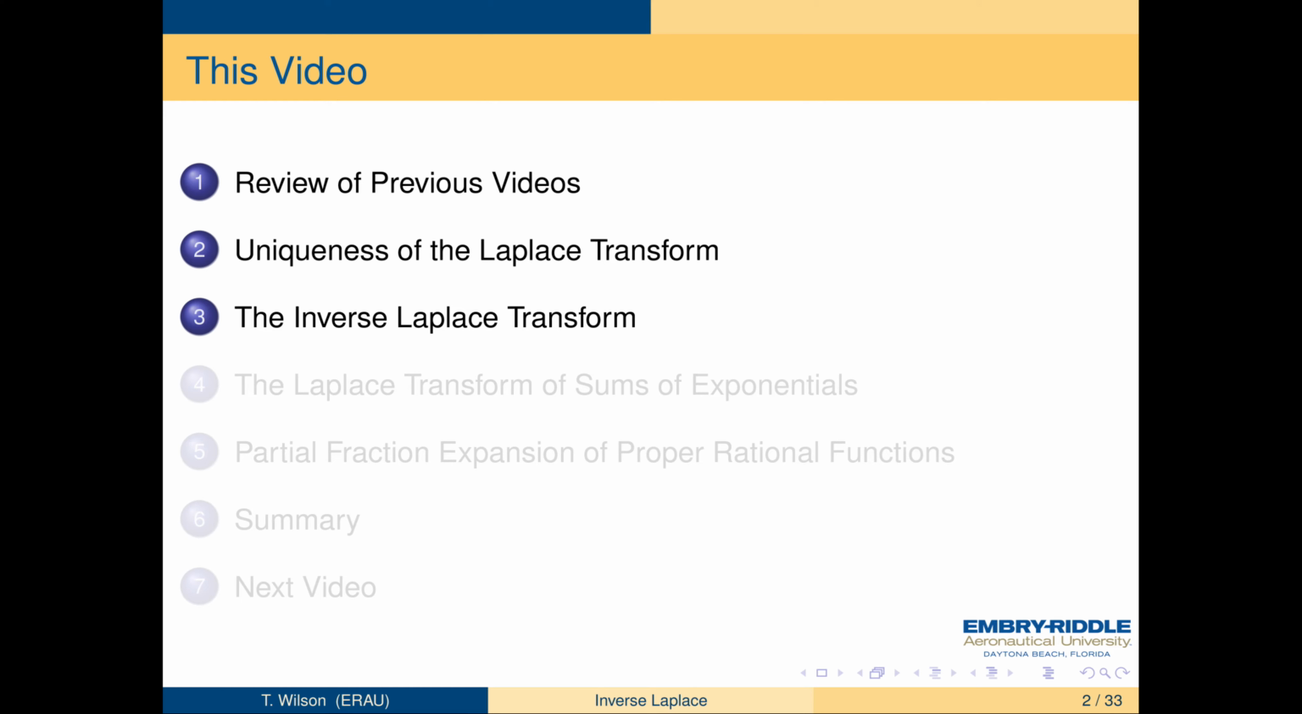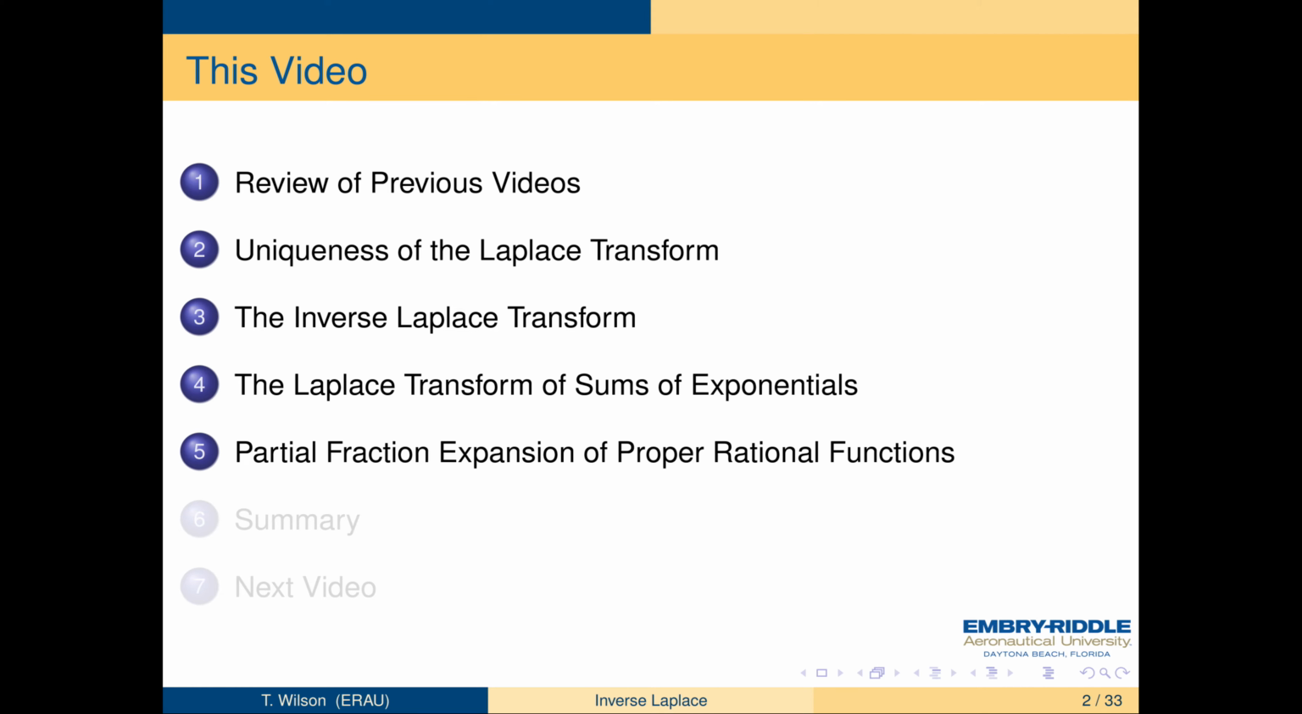inverse Laplace transform, we'll explore the properties of the Laplace transform of sums of exponentials, we'll look at the partial fraction expansion of proper rational functions, we'll summarize what we did, and we'll look forward to the next video.